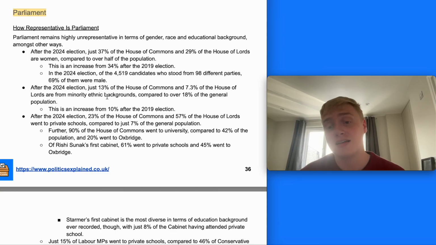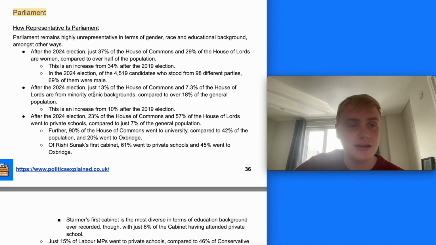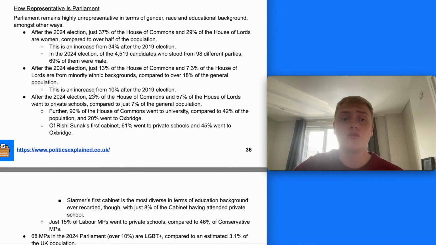This reflects the fact that in the 2024 election, of the over 4,500 candidates who stood from 98 different parties, 69% of them were male, a huge portion of the candidates standing. After the 2024 election, just 13% of the House of Commons are from ethnic minority backgrounds, compared to over 18% of the general population. That's an increase from 10% after the 2019 election.